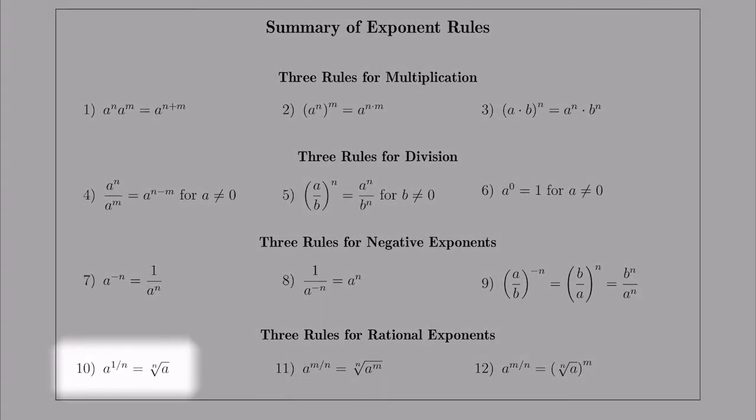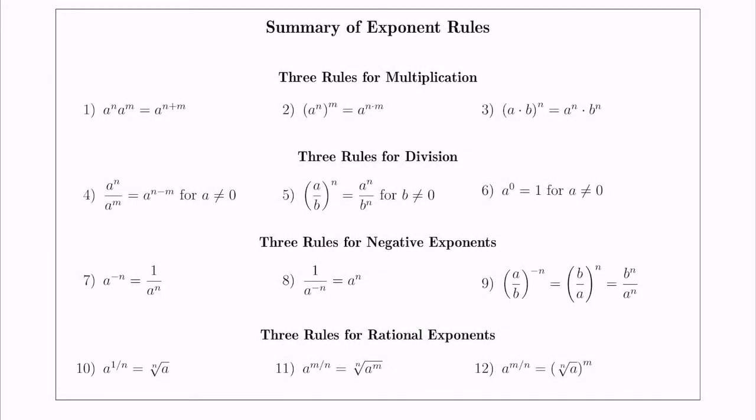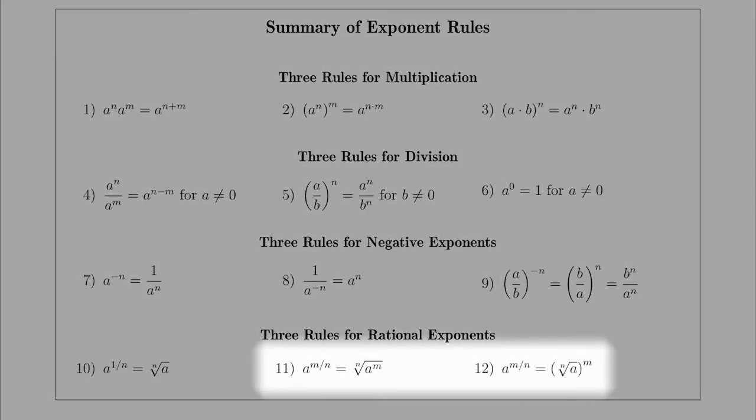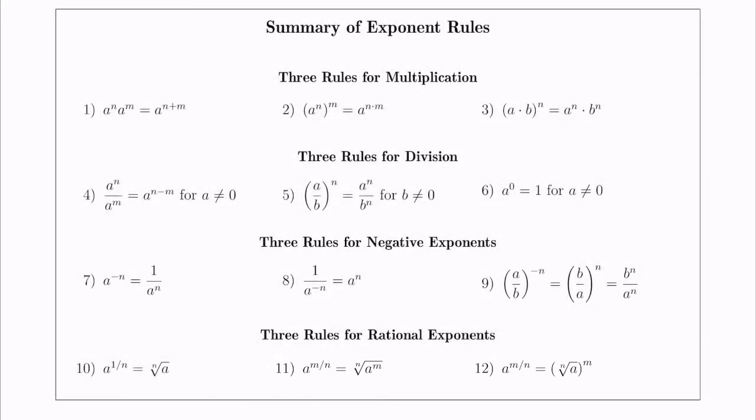And then we have 3 rules for rational exponents. The first rule for rational exponents is that a 1 over n exponent means the nth root of something. The other 2 rules, a to the m over n being the nth root of a to the m, or a to the m over n being the nth root of a then raised to the mth power, are both equivalent statements. You simply will choose to use one version over the other depending on your context. Typically, when you're working with variables, you would choose rule 11. And typically when you're working with numbers, you would choose to start with rule 12. Rules 11 and 12 are equivalent, it just depends on the context which one you would want to work with.